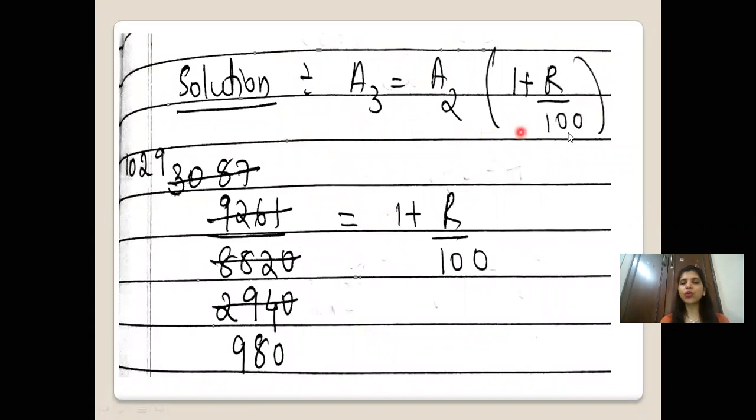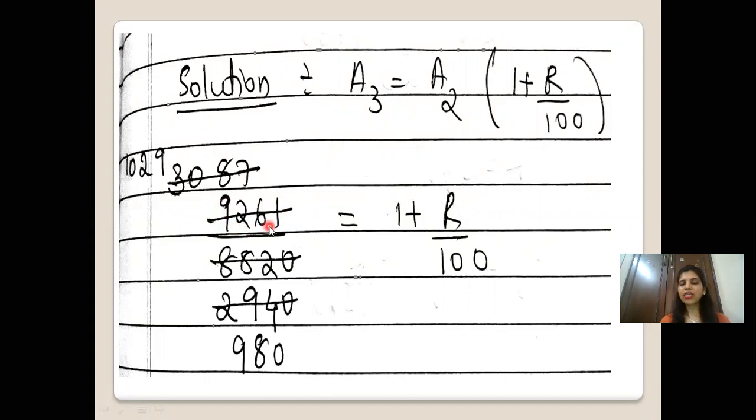Same formula you will be using. A3 is equal to A2 into 1 plus R upon 100 raised to 1. And then 9261 divided by 8820, because A3 divided by A2. So 9261 divided by 8820 when you write. After that, you have to check the divisibility test. The reason is here, it's not an even number or 0, so this number will not be divisible by 2. So what you have to do is you have to check for 3. So 9 plus 2, 11.